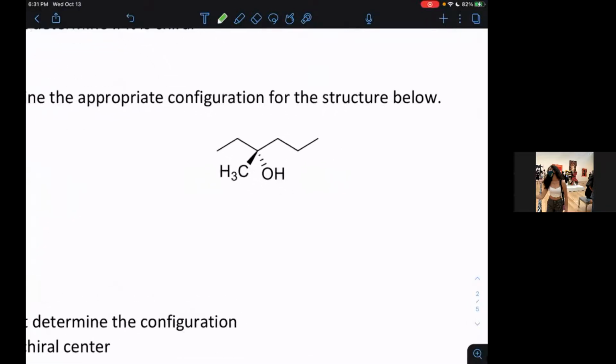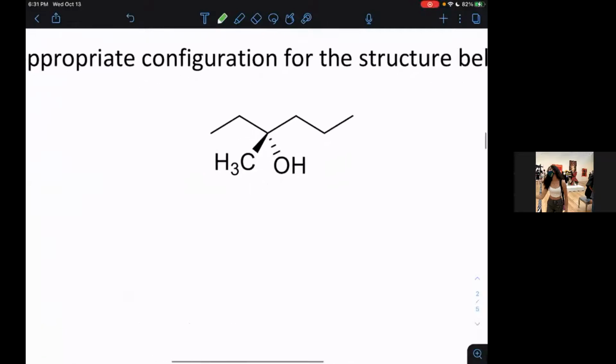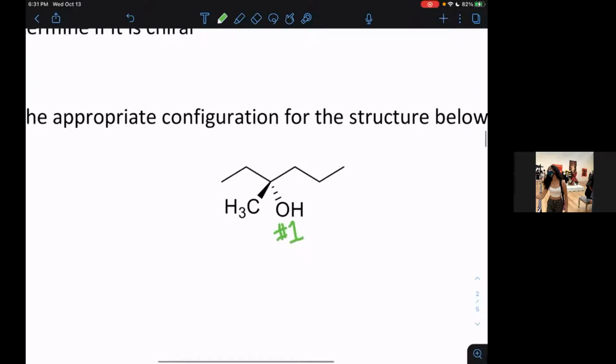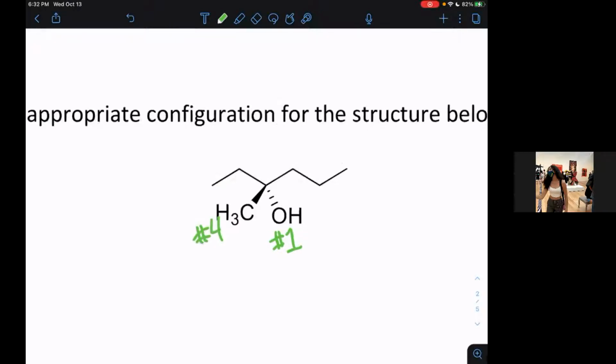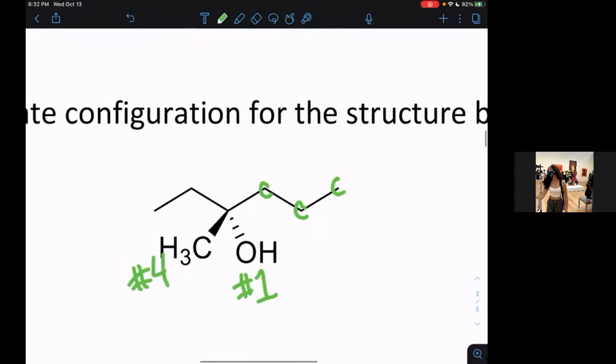Okay, so I guess, I don't know if I should ask questions. So I guess, which one's 1? Okay, this one's 1, and then let's see. This one, I'm just going to go ahead and say this one's 4 already because it has H3 and these ones are H2s. This one has 3 carbons in a row, so this one will be number 2, and this one will be number 3 then.